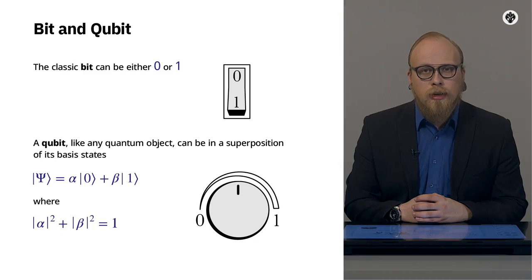A qubit, like any quantum object, can be in a superposition of its basis states. This means that the state of the qubit is set by the psi wave function shown on the slide. In this regard, the qubit is more like a volume knob, which can be not only in position 0, with the sound turned off altogether, or in position 1, when the sound has maximum volume, but also in any intermediate position.